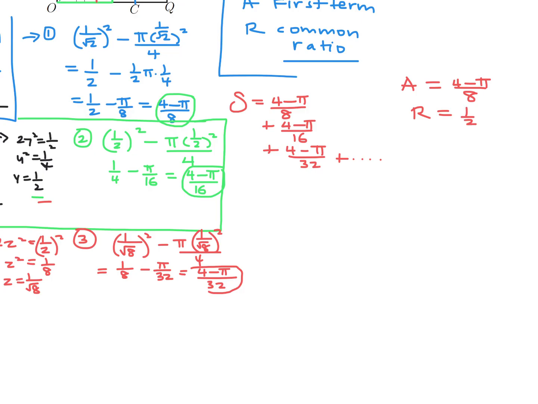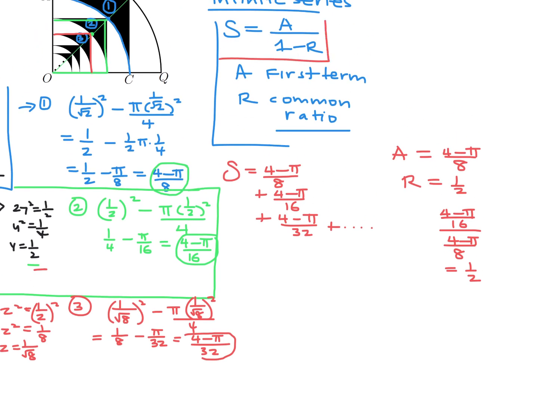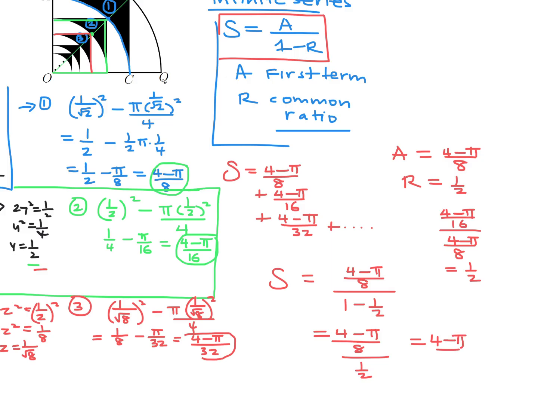Now, if you're wondering how I figured that out, you can just take the second term and divide it by the first term. That's how to figure out the common ratio. And if you do this, of course, this will be a half. So there we go. Just use our beautiful formula here. S would be A, which is 4 minus pi over 8, over 1 minus R, which is a half. So this is 4 minus pi over 8 over a half. And therefore, this would be 4 minus pi over 8, invert and multiply. And that would give me 4 minus pi over 4. 4 minus pi over 4 is the answer.